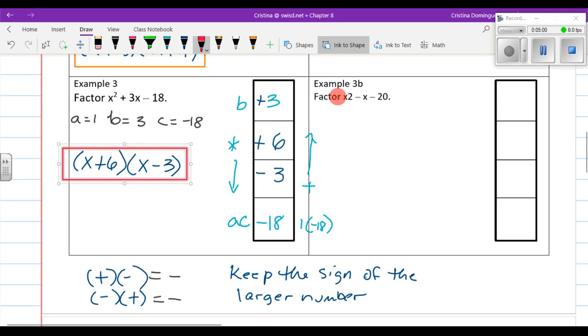There. So let's look at this, example 3b. Please note that this is a little bit of a typo. It should have been x squared minus x minus 20. Okay, A has a value of 1. Very good. B has a value of -1.